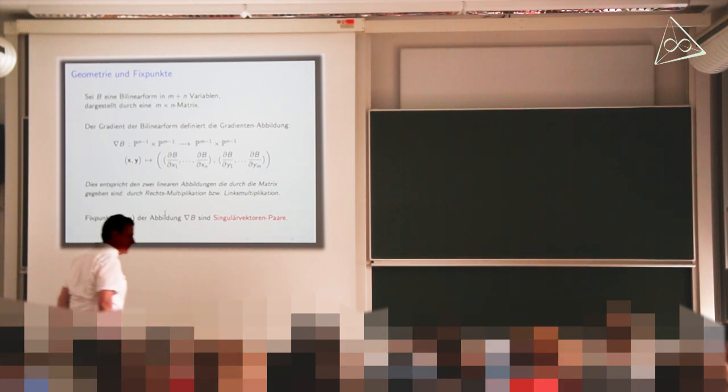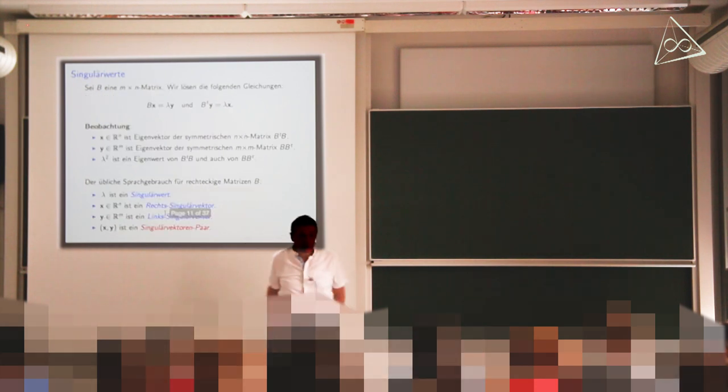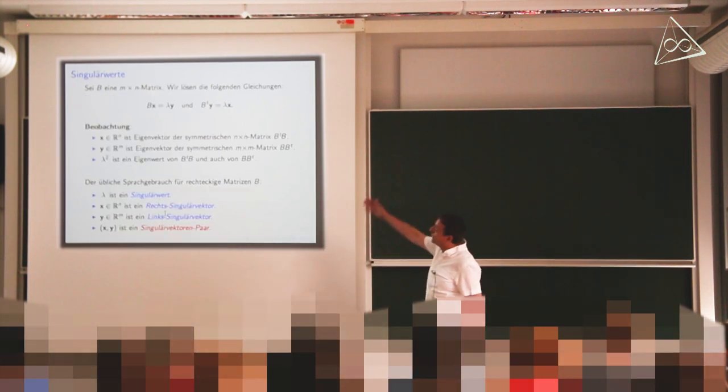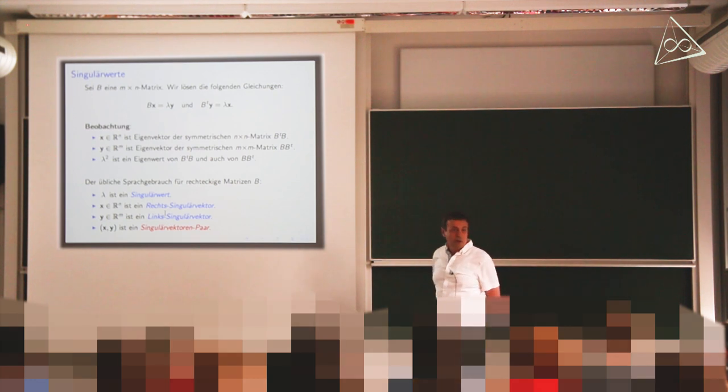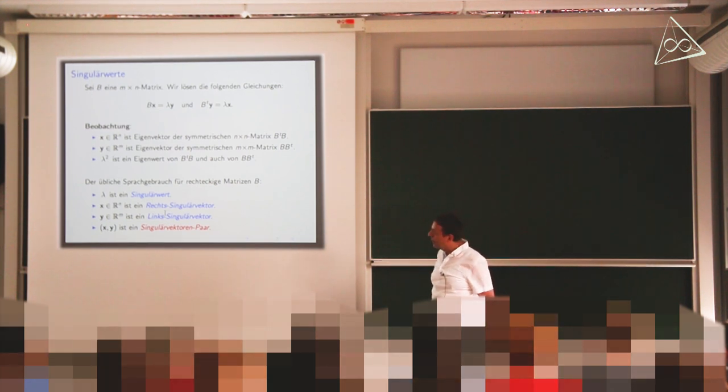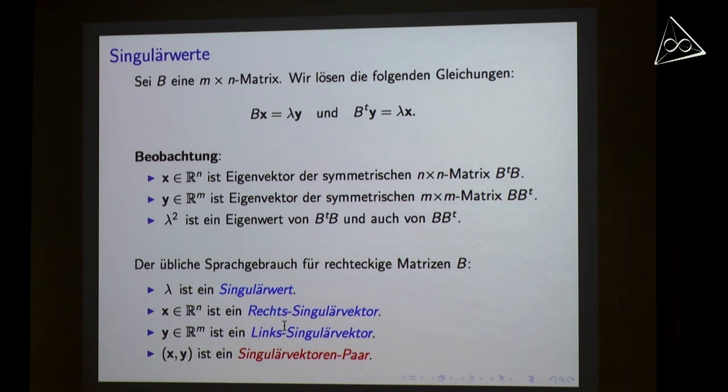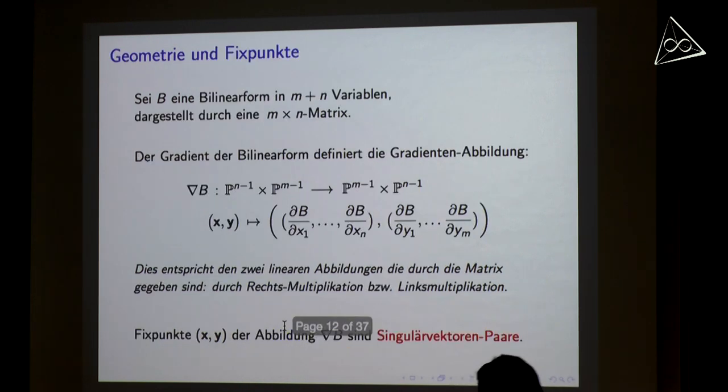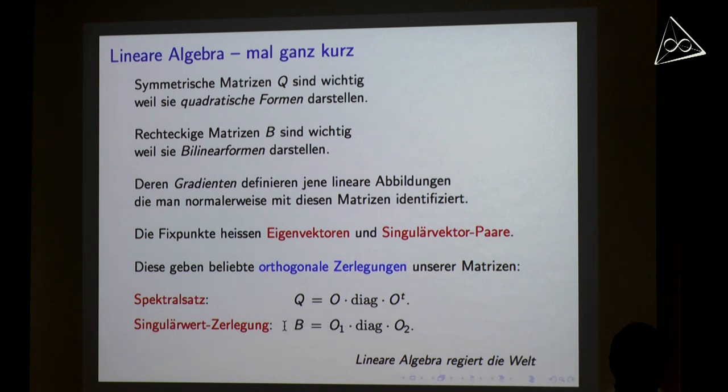Now, the fixed points (x, y) of this map, by definition, are the singular vector pairs. So if you go to the wiki and you look up singular values, you find this definition. But to think about the pair (x, y), the pair of a left and right singular vector, you should think about this geometrically as a point in this product of two projective spaces that is a fixed point of the gradient map. So such a fixed point is a singular vector pair. That's it. So this was my summary of linear algebra.